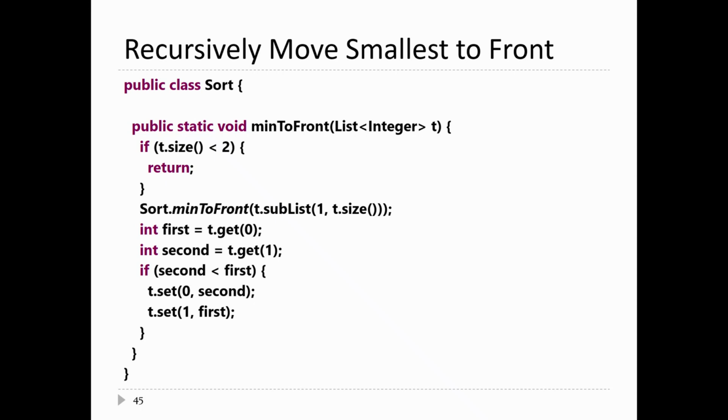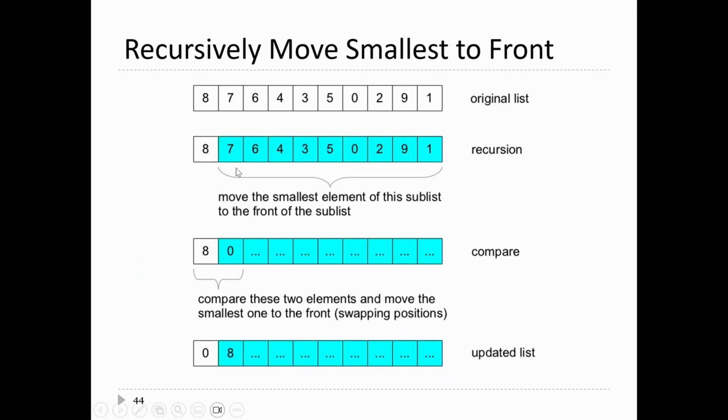If the list has 1 element in it, again, there's nothing to do. It is the smallest element in the list. And so it looks like our base case is simply, if the size of the list is less than 2, we're done. There's nothing to do, so you return. And now you just have to implement the picture.